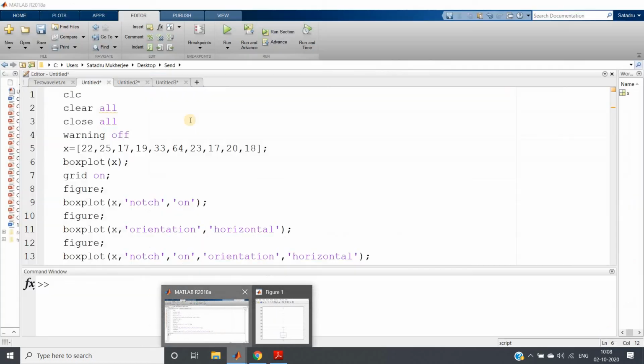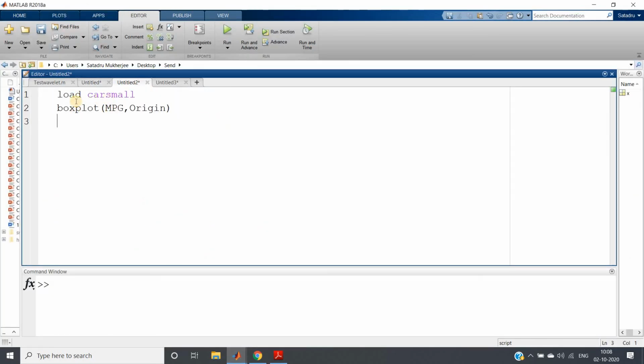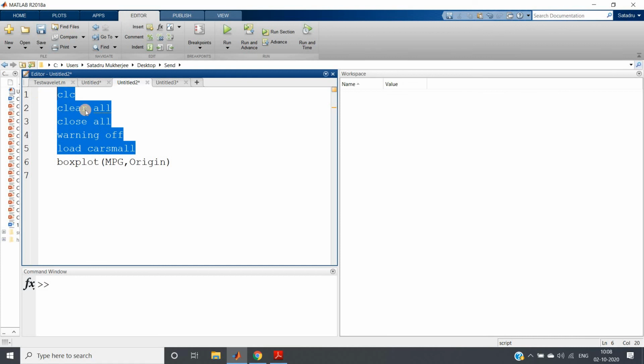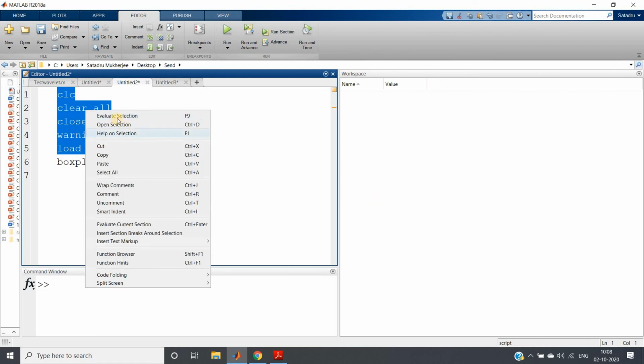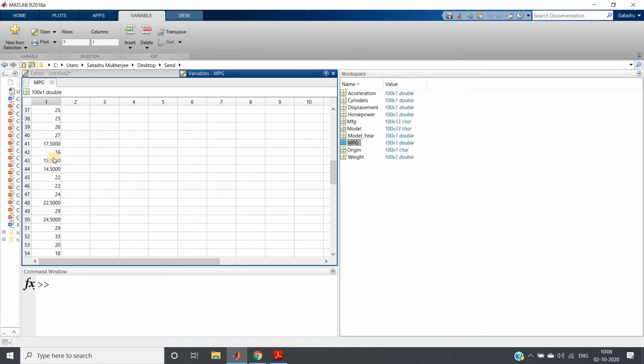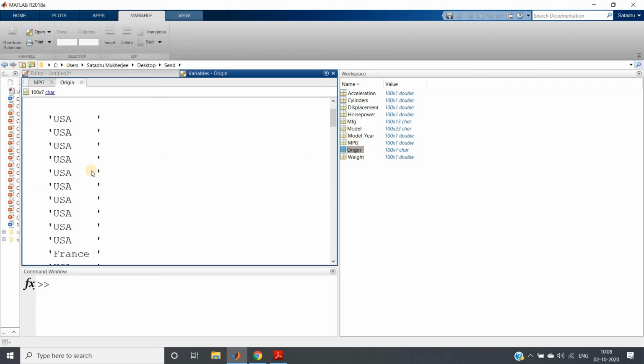For this I can show you one simple demonstration. See here, first let me write clc, clear all, close all, warning off. Now check this particular dataset, carsmall, which is present in the Matlab database itself. First I will import the dataset. See, initially my workspace is empty. As soon as I click on evaluate selection, including load carsmall, all this data comes into the workspace. Now if you observe MPG, it has numerical data, with some NaN values obviously. And if you check origin, this is categorical data, with different country names like USA, Japan, Italy.